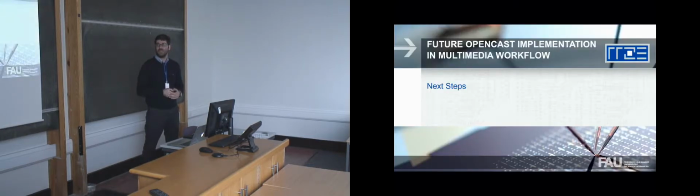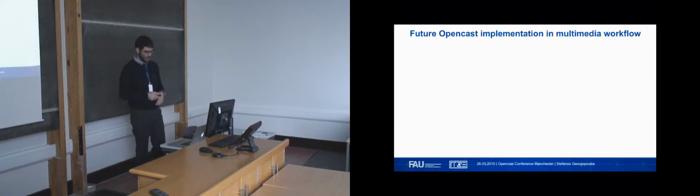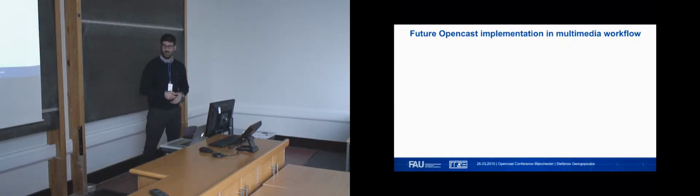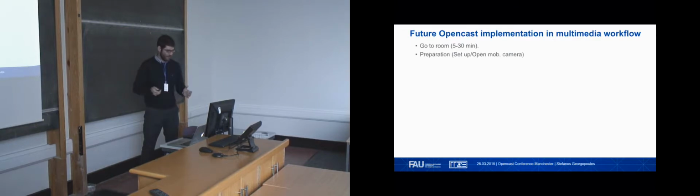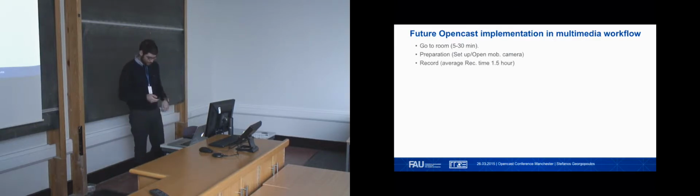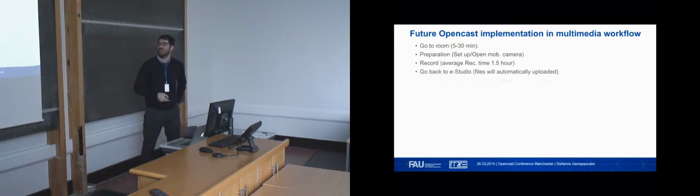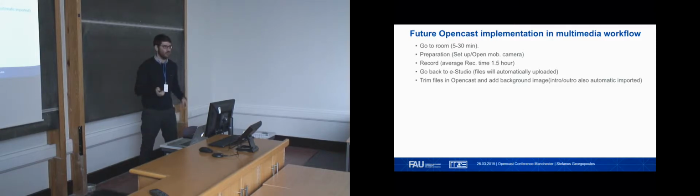And our next steps are, and this is the last time I'm going to show you this workflow: go to the room, prepare, record, go back to eStudio. Then we need to trim. In Opencast, we can use intro and outro for Matterhorn 2.0 with the themes functionality. And we hope that we can add somewhere in our steps a background image for the user to add additional metadata.